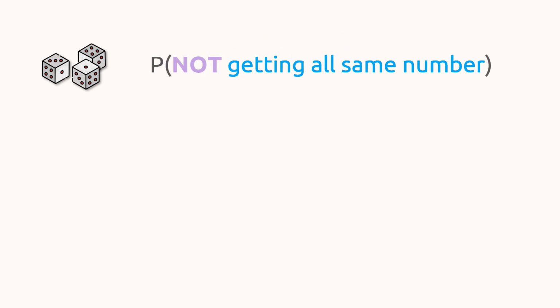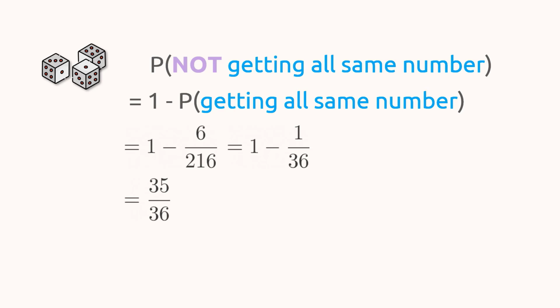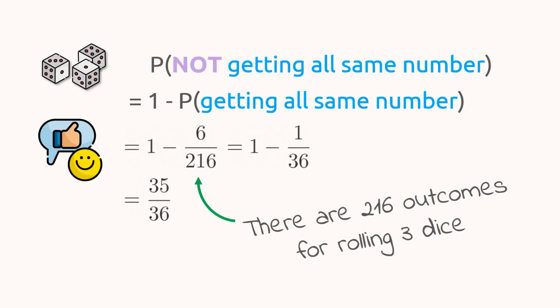Based on the same idea, we roll 3 dice. Then the probability of not getting the same number for all 3 dice is 1 minus 6 over 216, which is 1 minus 1 over 36. And so the answer is 35 over 36. Do you now see the benefit of this concept? We do not need to count over 200 outcomes.